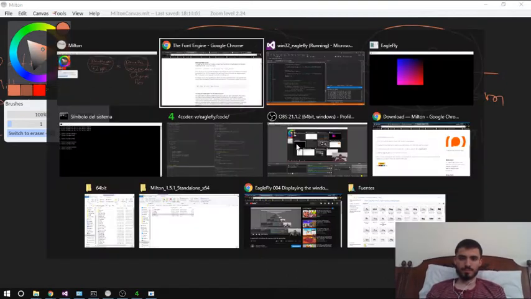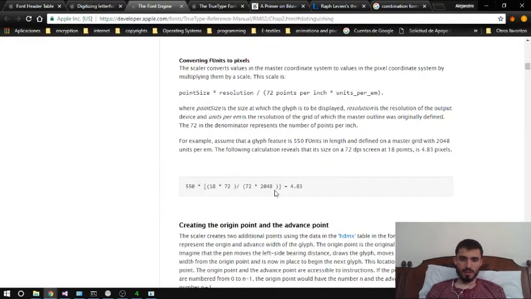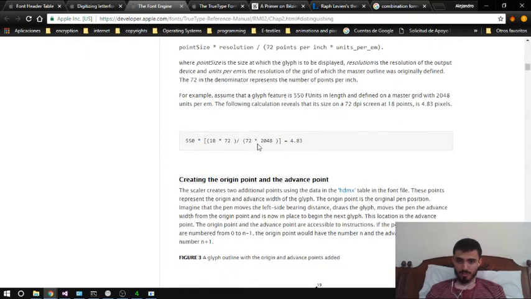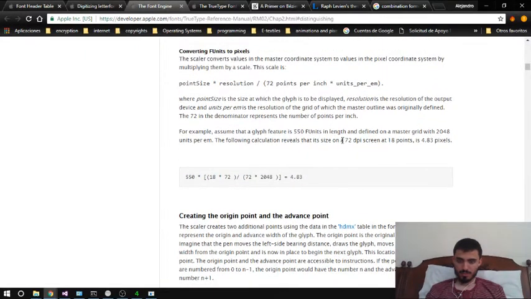Okay, and that's 2048 units per em. The following calculation reveals that size on a 72 dpi screen at 18 points is 4.83 pixels. So you see 72 and 72 cancel out. 18 divided by 2048 times 550.